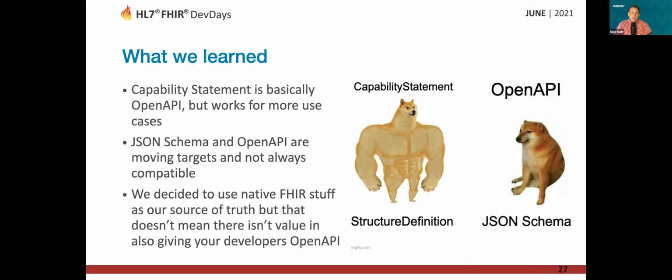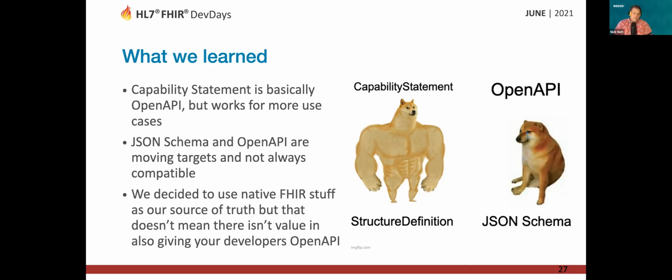To sum up, CapabilityStatement is basically OpenAPI. It works for way more use cases though. JSON schema and OpenAPI are moving targets, so they're not always compatible, and that's sort of a risk to base your product on. You're better off using CapabilityStatement and StructureDefinition and FHIR. Those are normative, right?